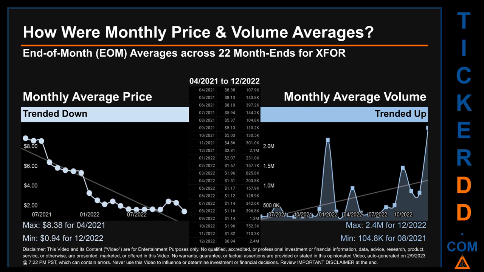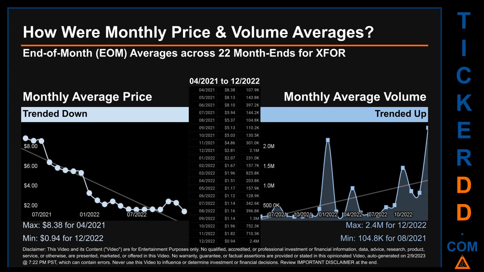How were price and volume averages for XFOR? Across 448 trading days, there were a total of 22 month ends, of which monthly averages for daily price and volume were calculated. Overall, monthly price average trended down while monthly volume average trended up.